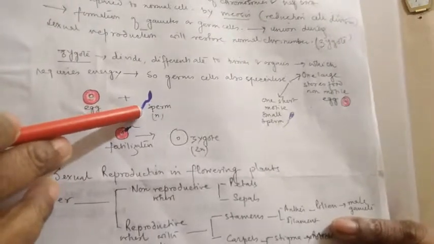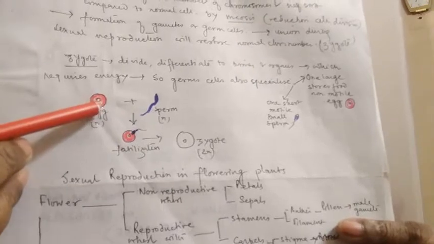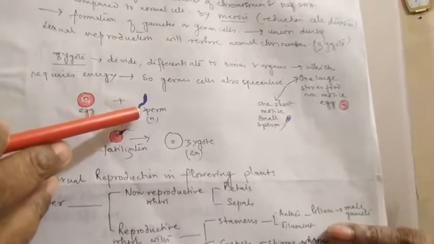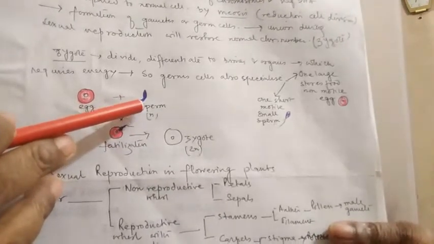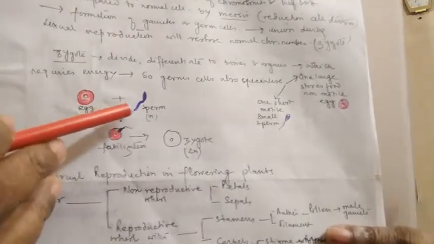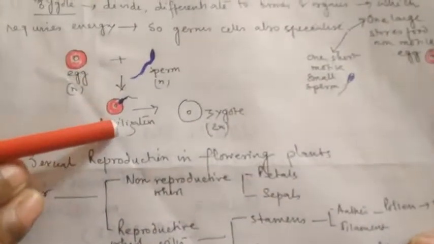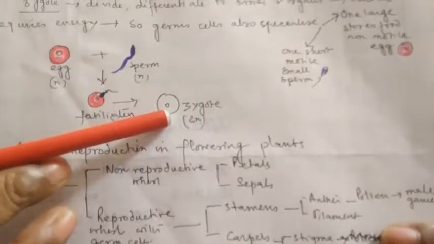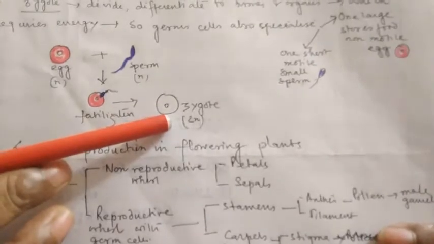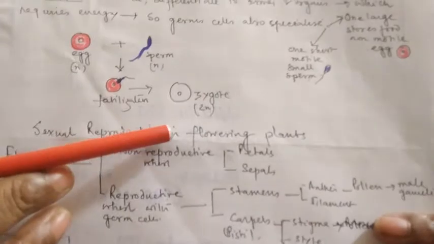Now, during sexual reproduction, what happens? The large non-motile female gamete, or egg, fuses with the small motile male gamete, which is the sperm, and both have the haploid chromosome number. When they fuse, they produce a diploid cell called the zygote, and the zygote now divides and redivides to form a new organism.